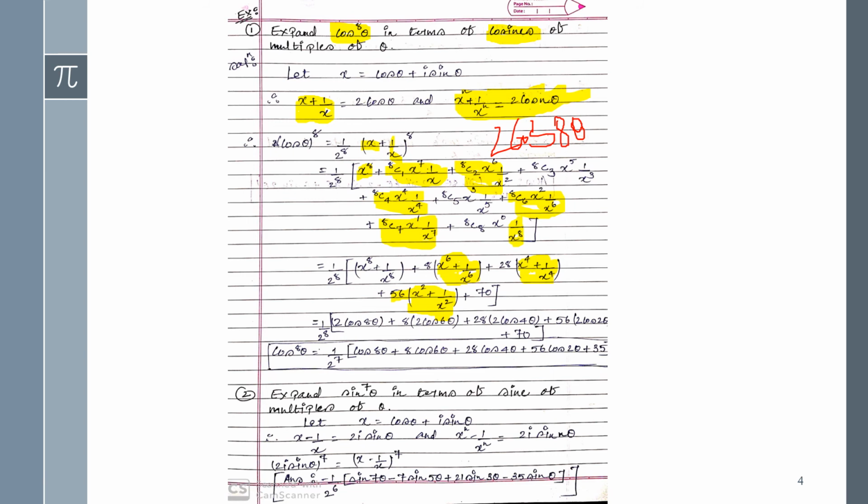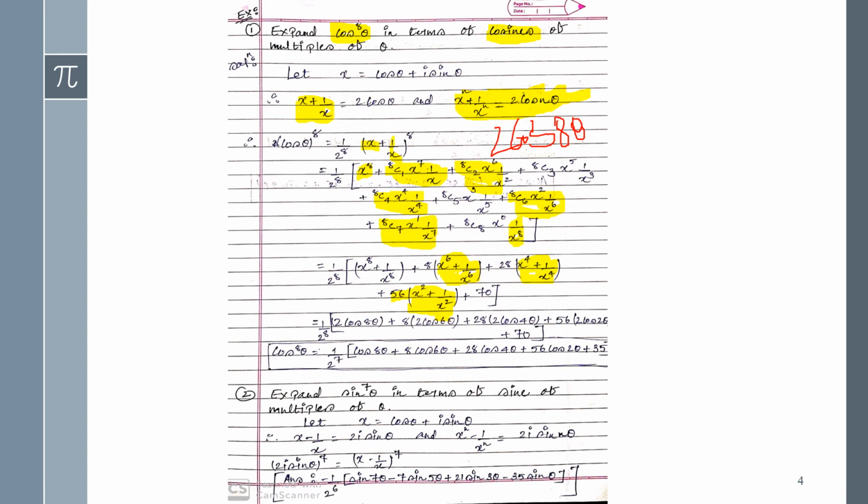Now see the second example. You can observe that here it's given: expand sine whole raised to 7 theta in terms of sine, that is, in terms of multiples of theta. As we have discussed in the theory, there will be only two kinds of equations, one for the cos and another for the sine function. The first example we did was based on cos theta, and the second example we are doing for sine theta. And as per theory you can see that there is one more formula for sine theta. So specifically to solve sine functions you have to apply that formula only.